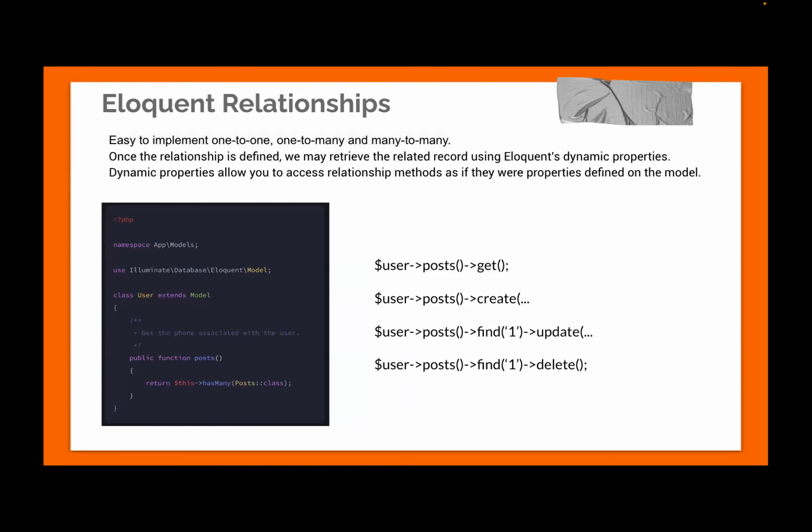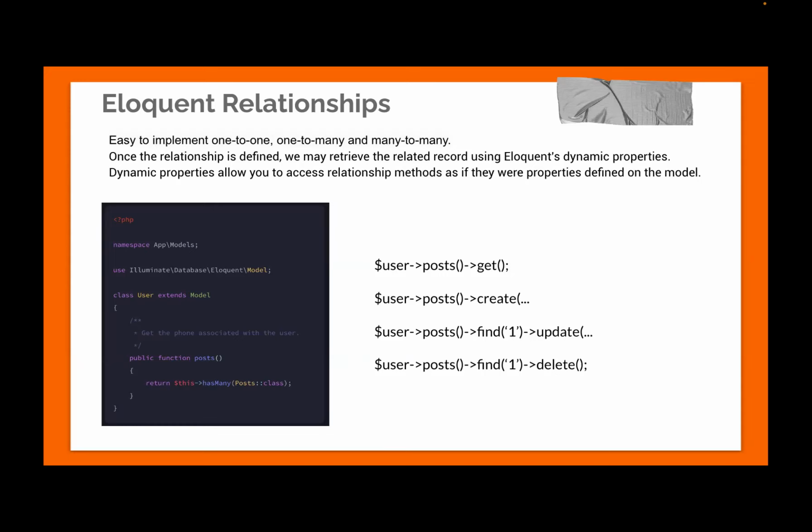And then for the relationships, this is how Laravel does it. You define the relationship inside the model. For example, I'm inside the user model, and then I add a function called posts, which is basically a link to the post models.